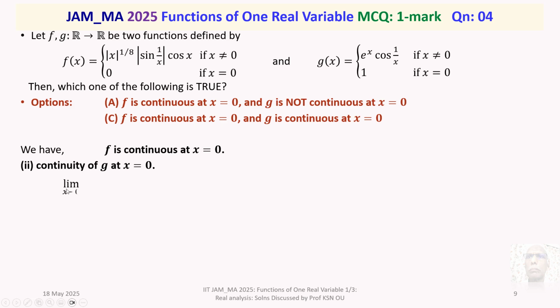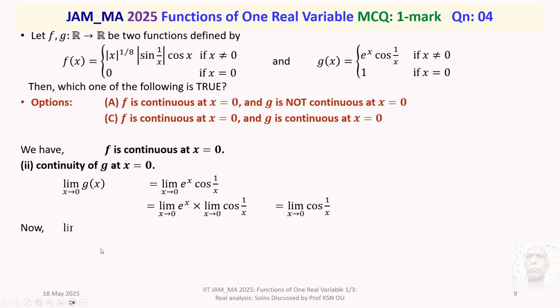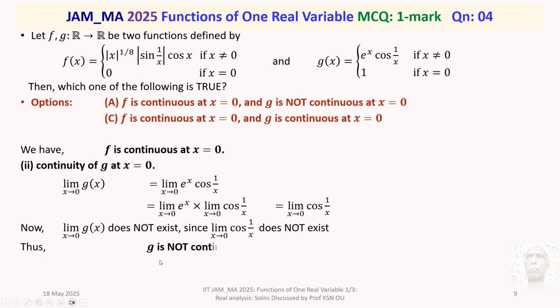Now, limit x tends to 0 of g of x is equal to limit x tends to 0 of e power x into cos 1 by x, which is limit x tends to 0 of e power x multiplied by limit x tends to 0 of cos 1 by x. The limit of e power x is 1, but the limit of cos of 1 by x does not exist. It is a standard result. So the limit of g of x does not exist because the limit of cos 1 by x does not exist. Therefore g is not continuous at x equal to 0.